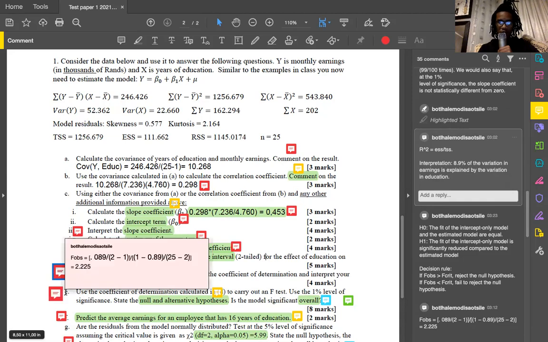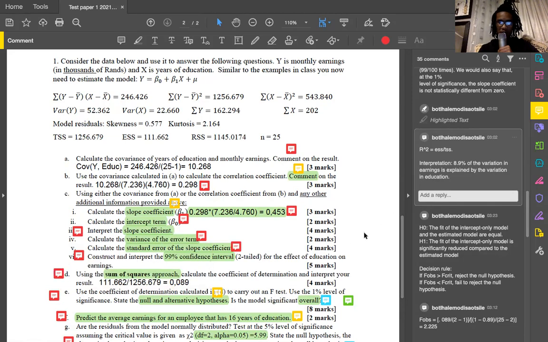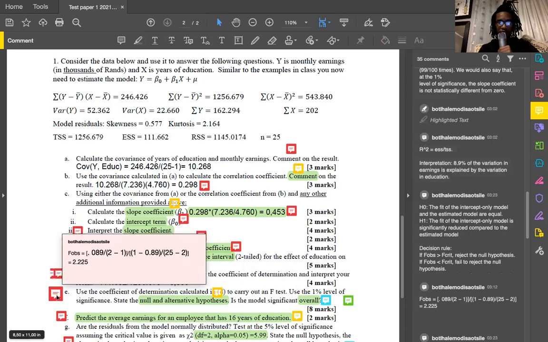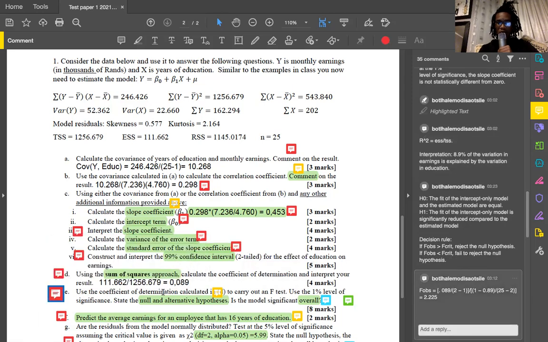Then we're going to move to question E, is it? Yeah. Question E, the F test. So using the coefficient of determination, basically you should know that formula as well, the ANOVA approach, where you have your r squared divided by k minus 1, over 1 minus r squared divided by n minus k. So ANOVA approach, don't forget that. That's how you'd calculate the F-obs.